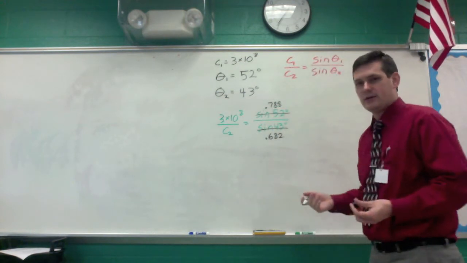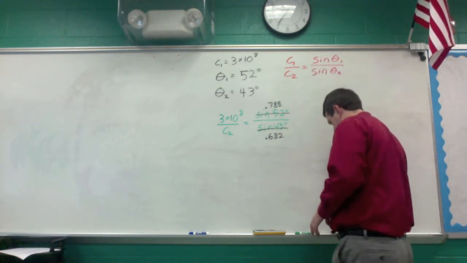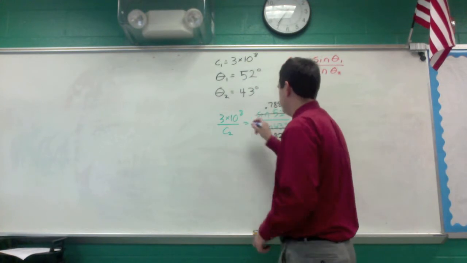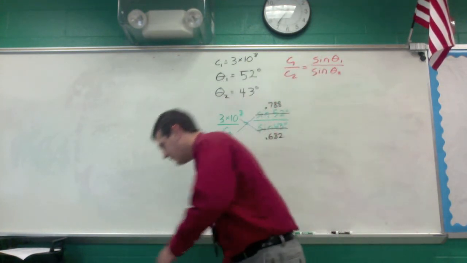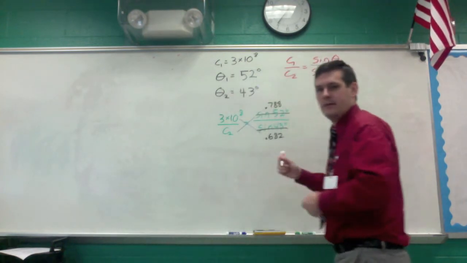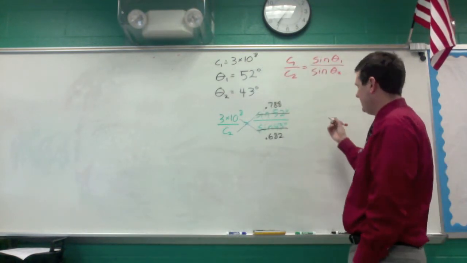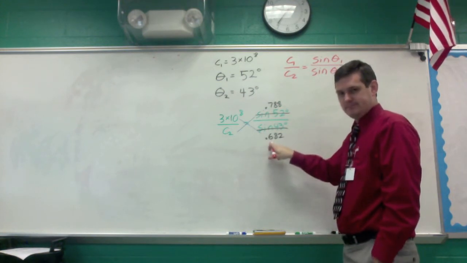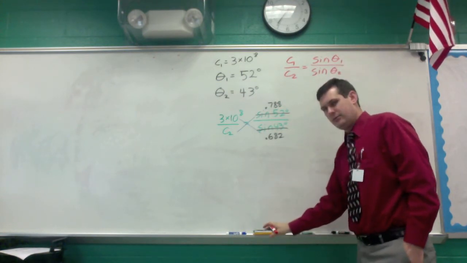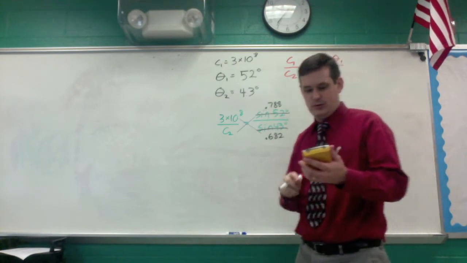Okay, now I cross multiply. So when I cross multiply, I get that 3 times 0.682, 3 times 10 to the 8th. Let me show you how to put 3 times 10 to the 8th in the calculator. That's something most people don't know.